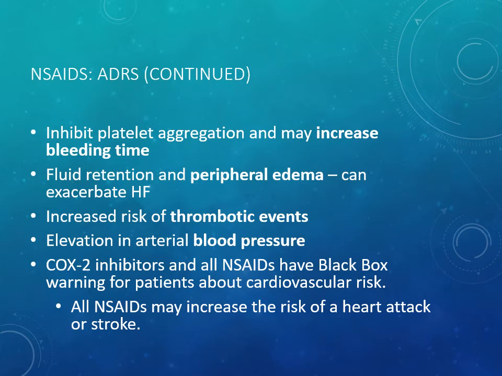COX-2 inhibitors and all NSAIDs have a black box warning, so we still have Celebrex, which is a COX-2, on the market. And they all have black box warnings for cardiovascular risk, so they can all increase the risk of heart attack or stroke. The risk of NSAID-mediated blood pressure increase in patients who are on drugs to control their hypertension depends on the antihypertensive they're on. Especially with beta blockers and RAS inhibitors, the increased blood pressure risk of NSAIDs is more prevalent.